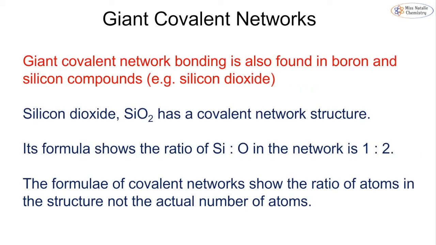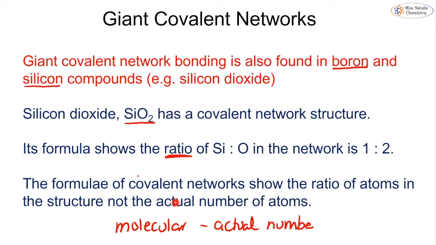We can also find it in boron and silicon compounds. These are less likely asked about, sometimes asked about silicon dioxide, but very rarely the boron. And we said previously that silicon dioxide has that structure of SiO2. And please remember that that is the ratio. So all of our covalent networks, their formulas show the ratio of the atoms, not the actual number. Whereas for our molecular, the formulas show the actual number because they are fixed.